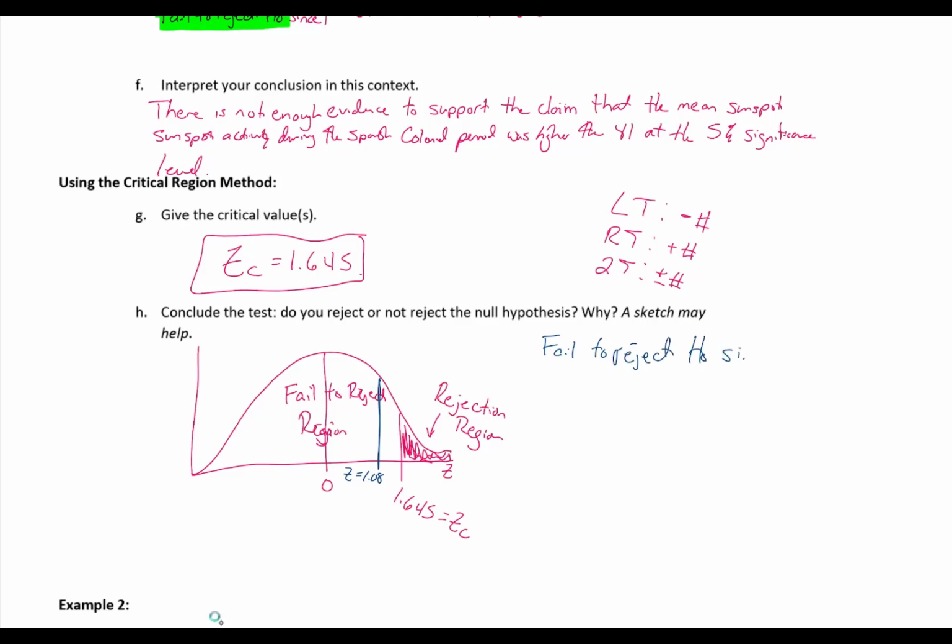So we fail to reject the null, and the why, since z equaling 1.08 lies in the fail to reject region. That's all you need for your why. The sketch really does explain your reasoning why.